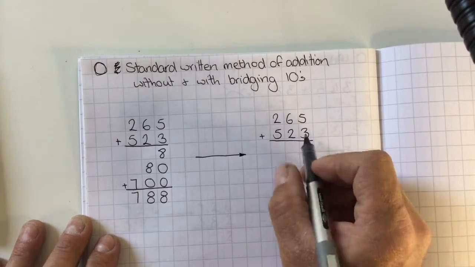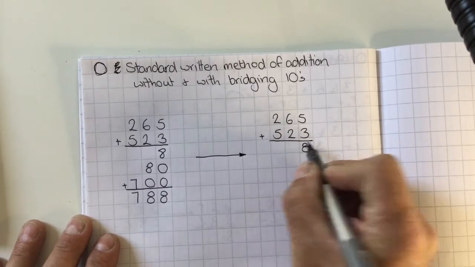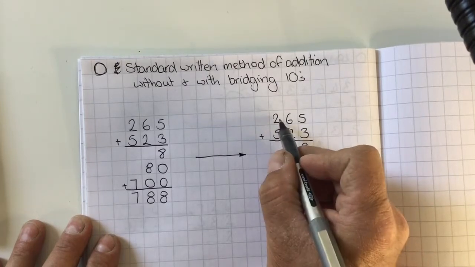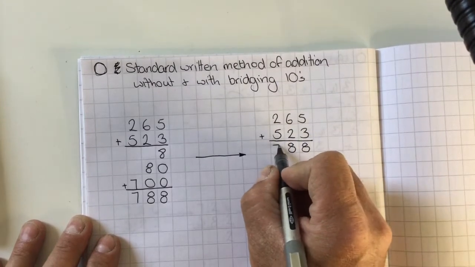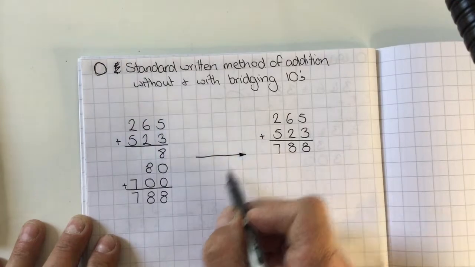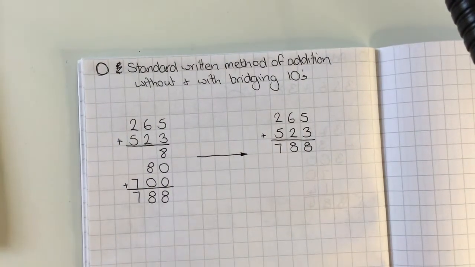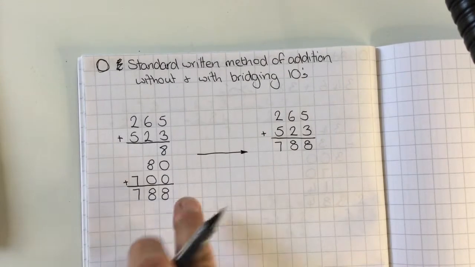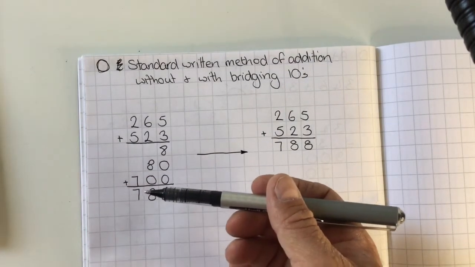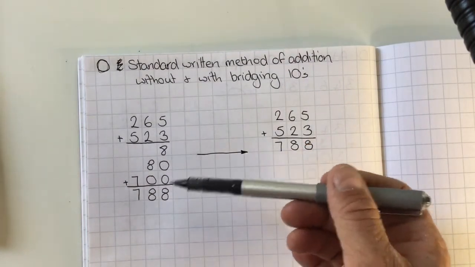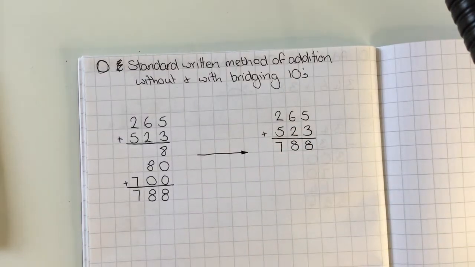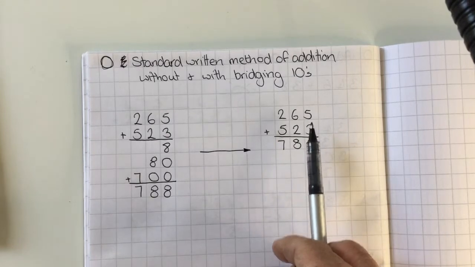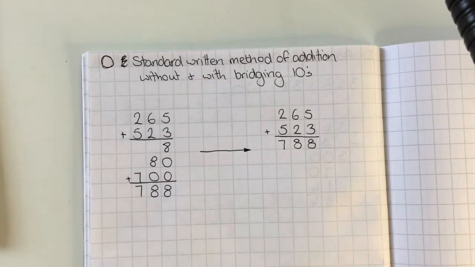We've got 5 plus 3 gives us 8. 6 plus 2 gives us 8, and 2 plus 5 gives us 7. Boom, boom, both answers are the same, so therefore we've got this correct. Now you can see, much quicker than the expanded method, but the expanded method, like I've said lots of times, is just to demonstrate your knowledge of the value of the digits that you're working with. Now, there was no bridging in this whatsoever, because you didn't have to carry anything over into the next column.